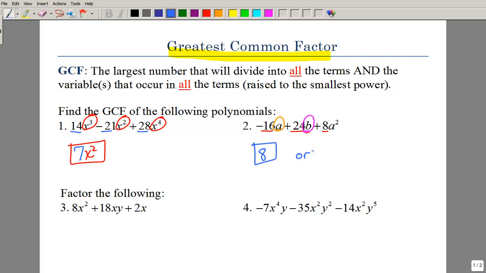However, we could also say that negative 8 is a common factor. Just like over here, we could have said negative 7x squared. Sometimes when the leading coefficient is negative, having a negative GCF will help our further factoring. Now that's not factoring, we have just located what is the greatest common factor.